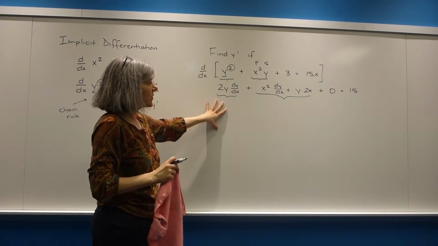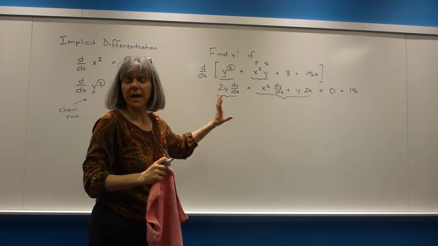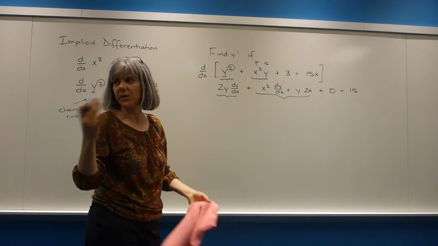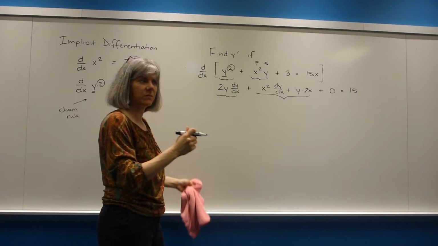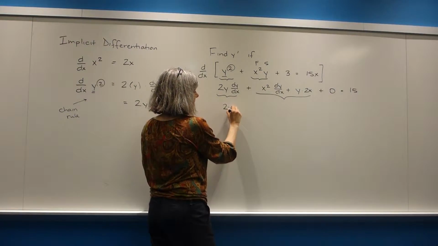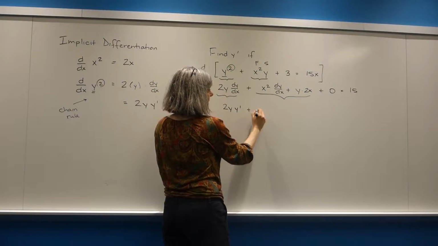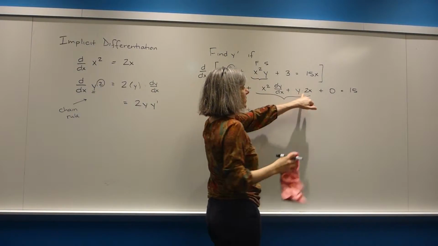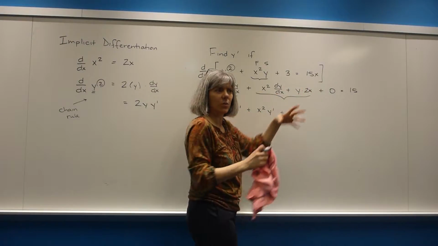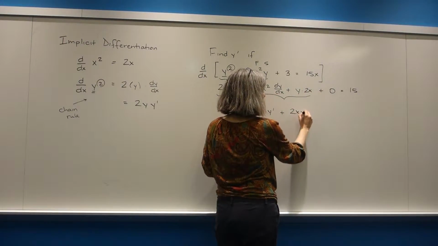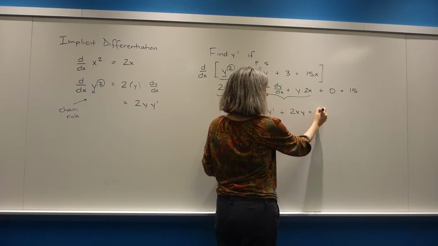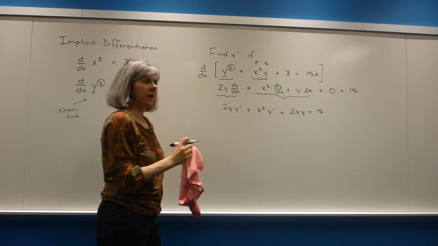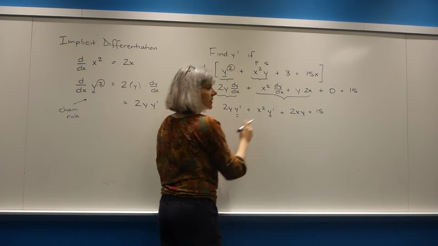Okay, so now the next step that I usually do is I write a cleanup step just to get everything back in order, and I replace all the dy dx's with y primes just to have less to write. So 2y y prime plus x squared y prime plus, and here, normally we write the number first and then the x's, then the y's, so 2xy. Drop the 0, 15. Okay, so given what we're trying to find, we're trying to find y prime.